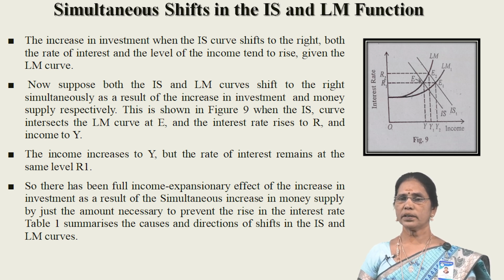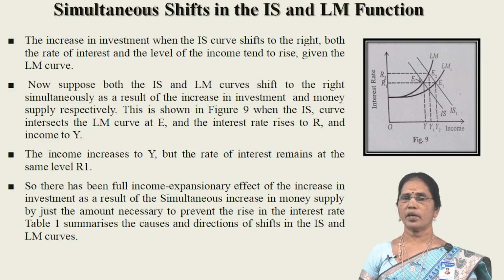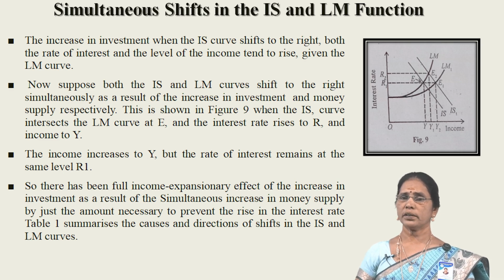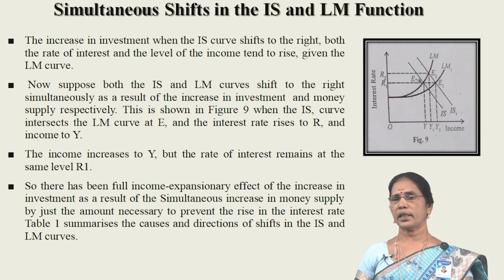The income increases to Y, but the rate of interest remains at the same level R1. So, there has been a full income expansionary effect of the increase in investment as a result of the simultaneous increase in money supply by just the amount necessary to prevent the rise in the interest rate in this diagram. Summarize the causes and direction of shift in the IS and LM curves.